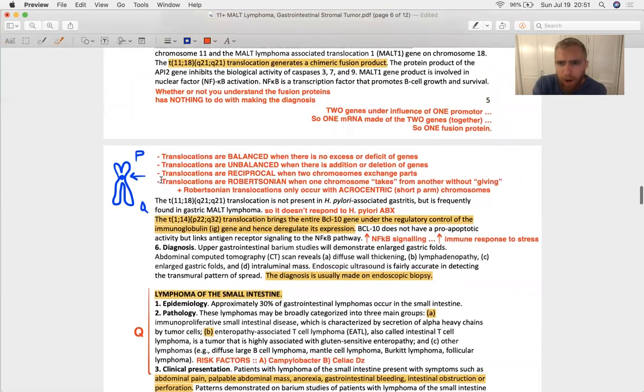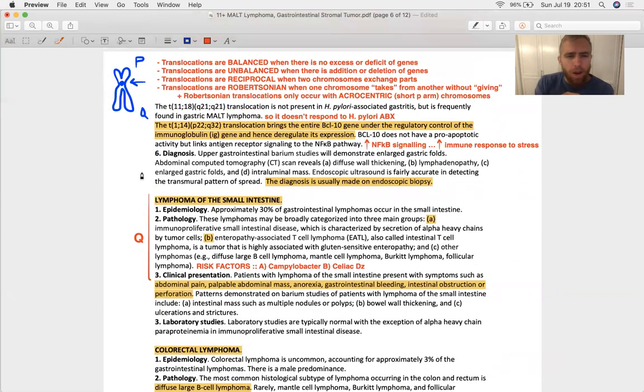Back to the text. We are at the top of page 6 here. Good sentence to start things off. The t(11;18) translocation is not present in Helicobacter-associated gastritis, but is frequently found in gastric MALT lymphoma. What's interesting about this one clinically is that it does not respond whatsoever to eliminating the underlying Helicobacter infection. Now the t(1;14), from what I understand, does respond a lot better. You get rid of the Helicobacter, and then the lymphoma does tend to shrink.